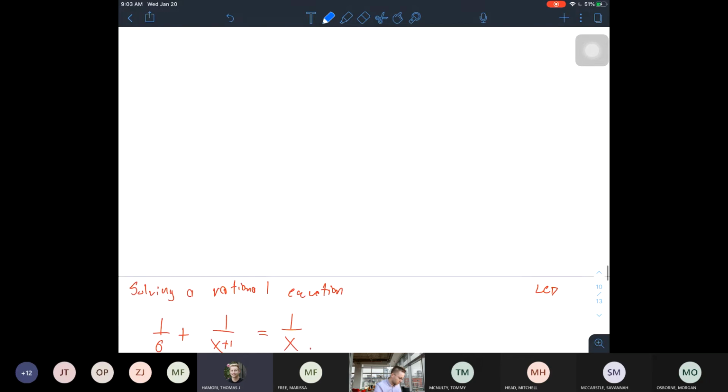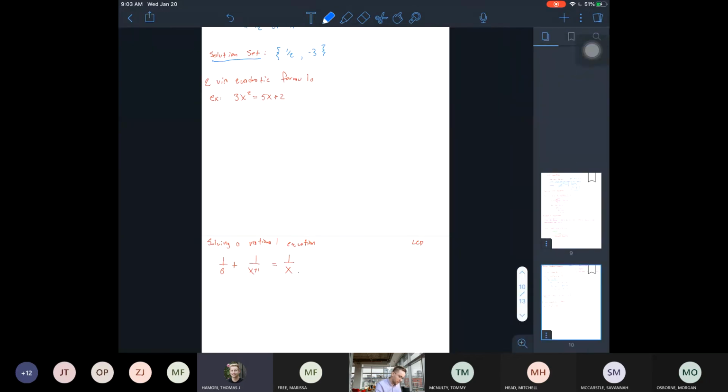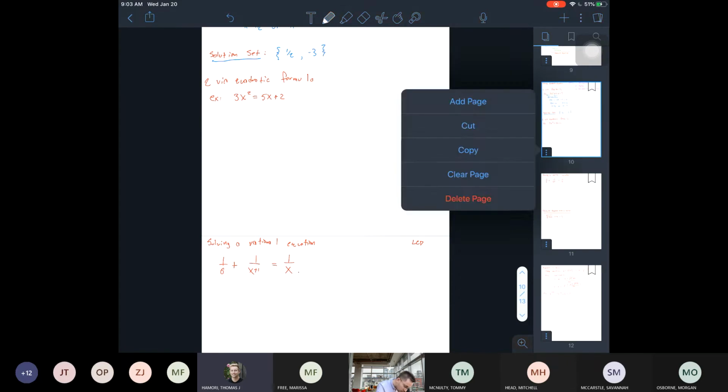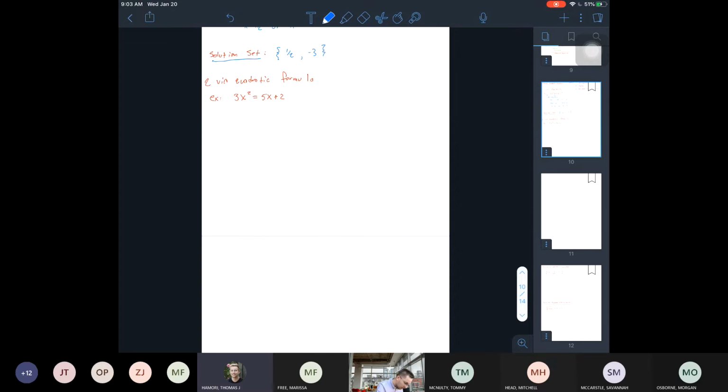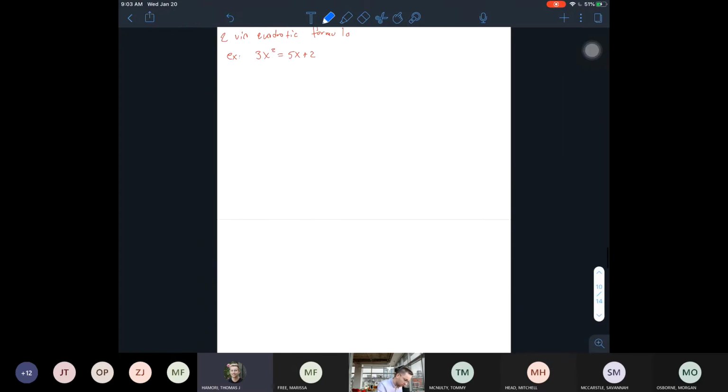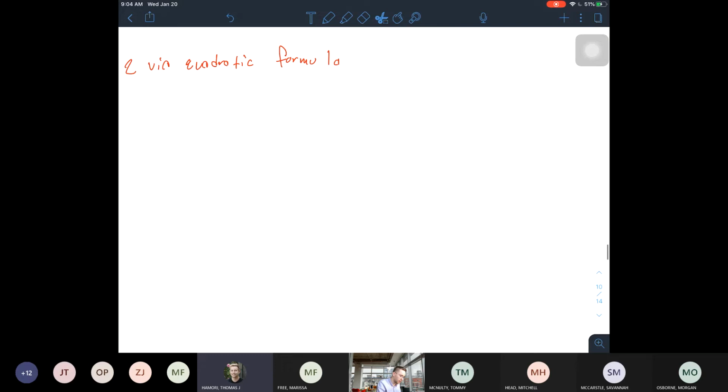So why don't I add a page here? I'm going to add a page and move this down a little bit so I can talk about what the quadratic formula actually is. I'm just going to give it to you. The quadratic formula says that x is equal to -b plus or minus the square root of b squared minus 4ac, all divided by 2a.